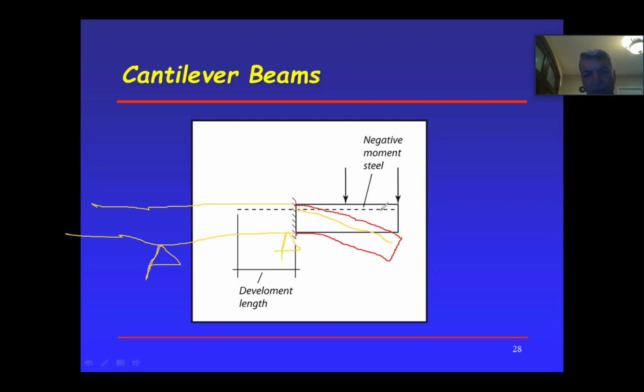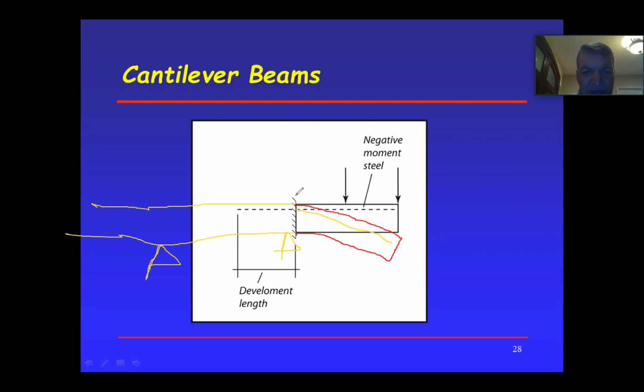So when you extend your bar into the column or the beam, what happens when this is trying to deflect down is as if it's trying to pull the bar out. And then what's going to hold that bar? Remember those ribs? They're going to create friction and then hold it. That's what holds that. So you cannot stop the bar here.